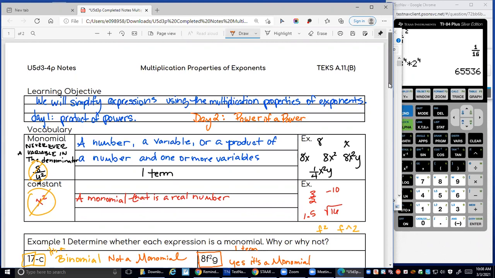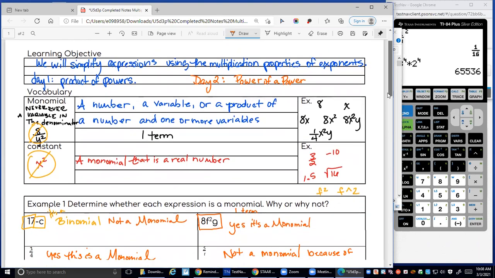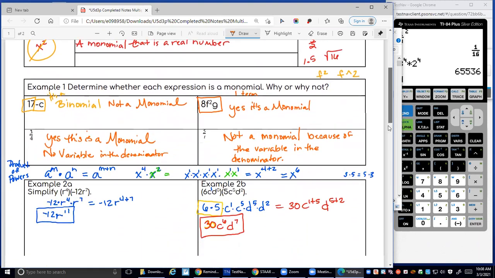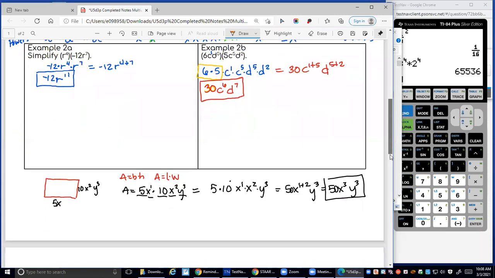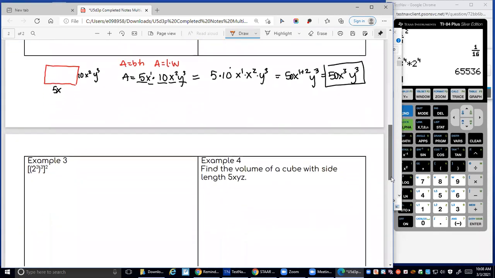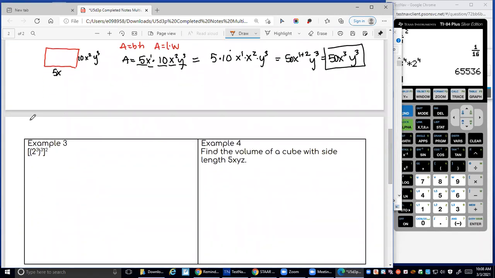And so let me go ahead, scroll down. Yesterday, we talked about product of powers. Today, let's go ahead and talk about what power of power is. And I'm going to write it right here. Power of a power.